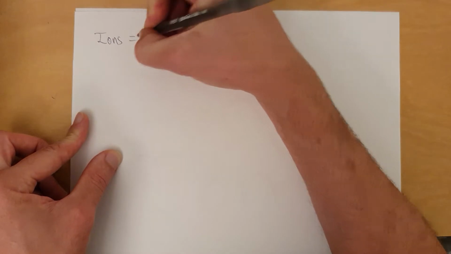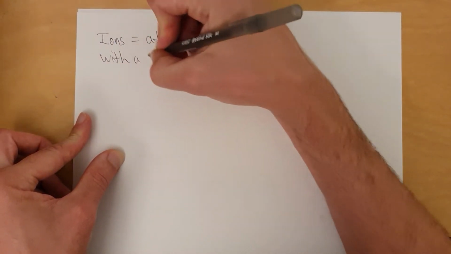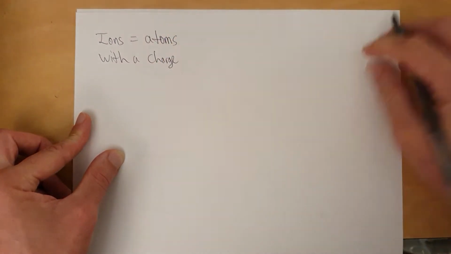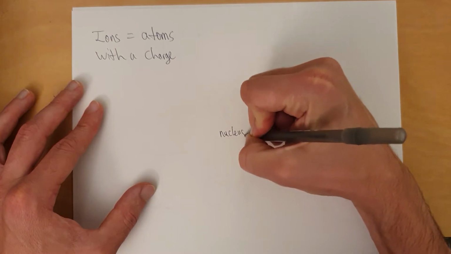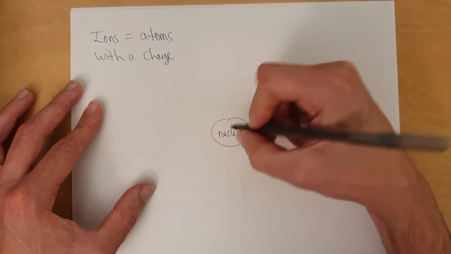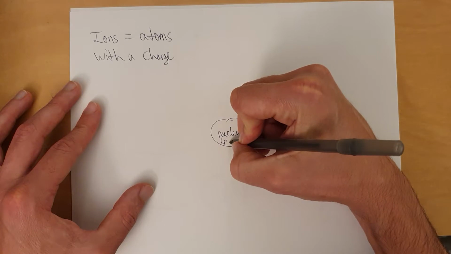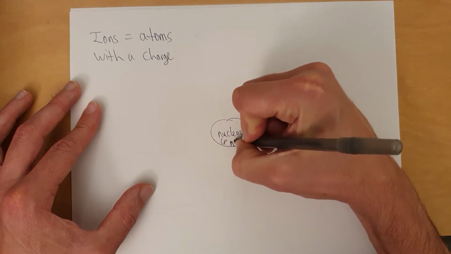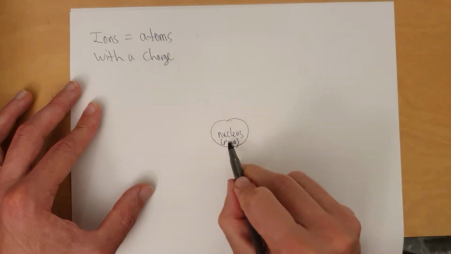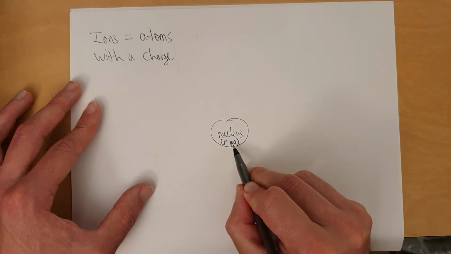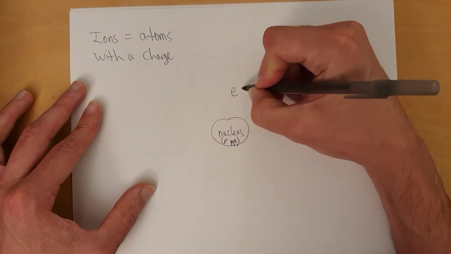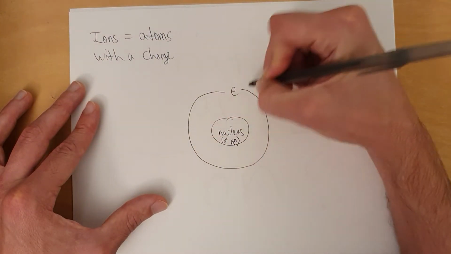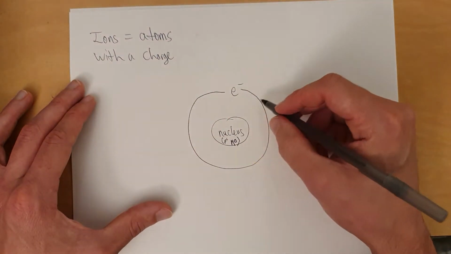Ions are atoms with a charge. What's that mean? Consider the structure of an atom. You have a nucleus in the center with protons and neutrons. Remember, protons are positively charged. Neutrons have neutral charge, so that's N with a 0 because neutrons have no charge. And then there's electrons going around the outside. So nucleus in the middle, electrons on the outside.